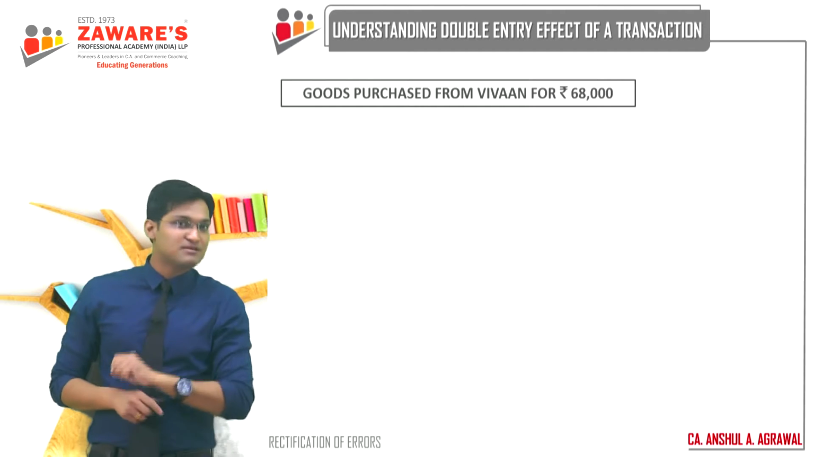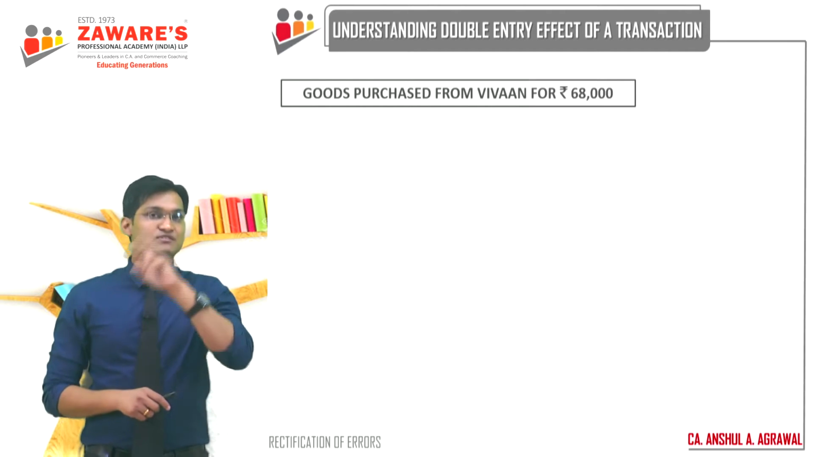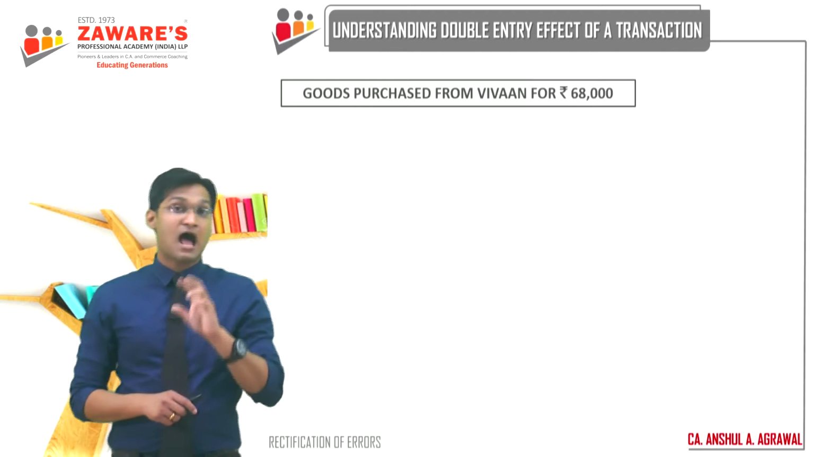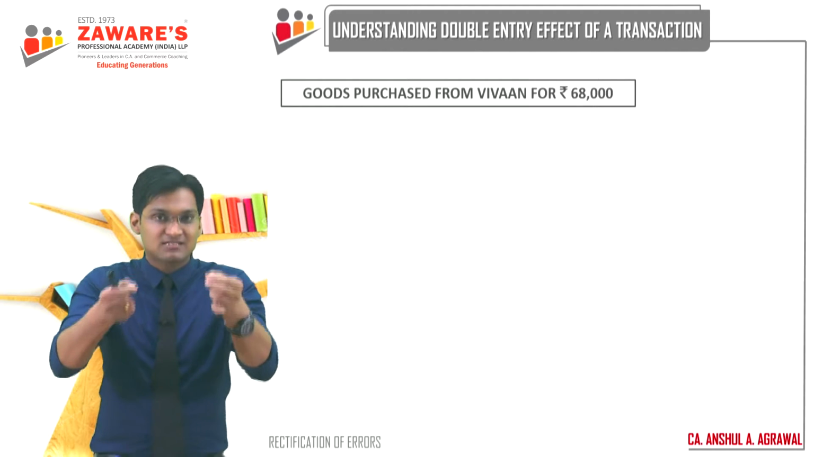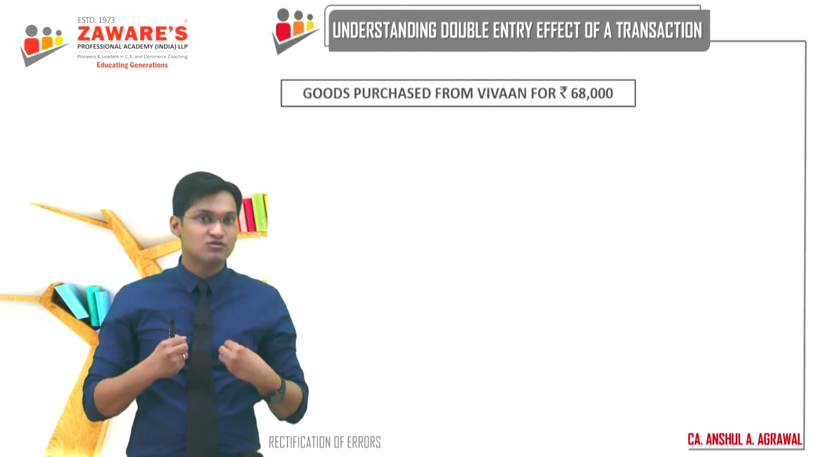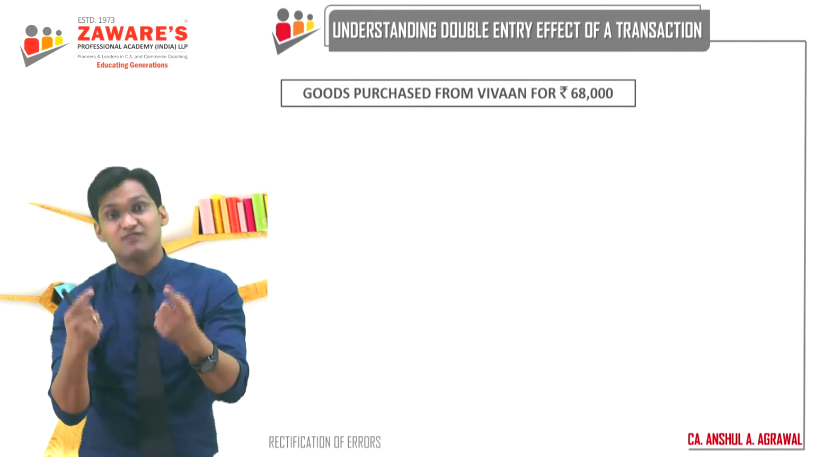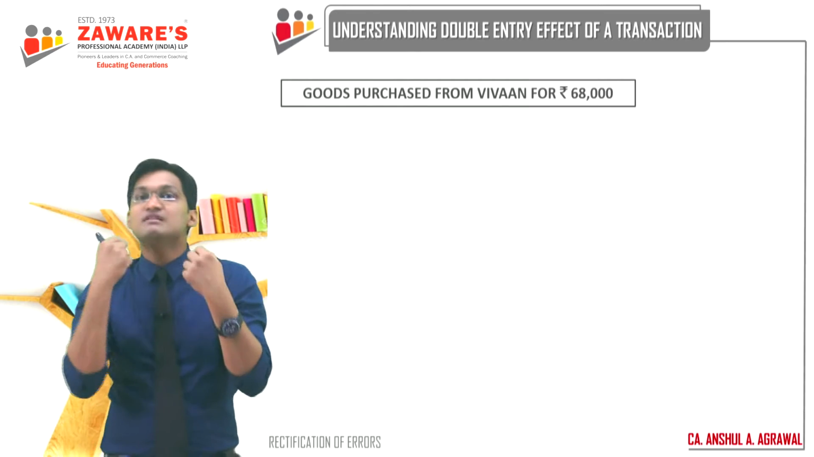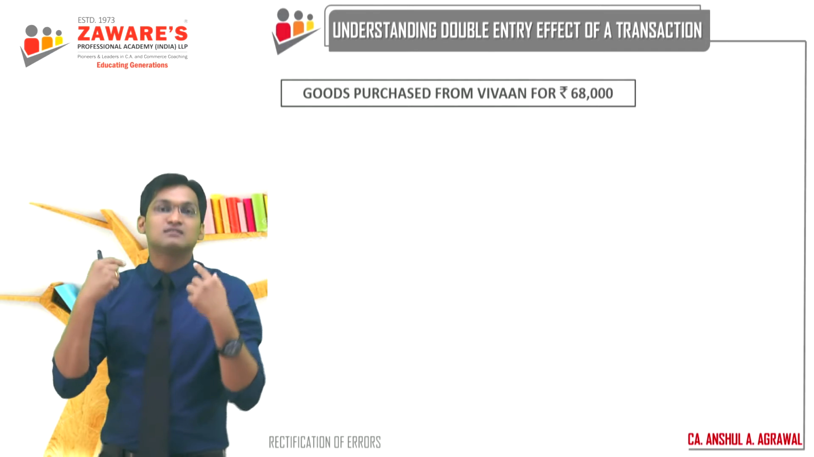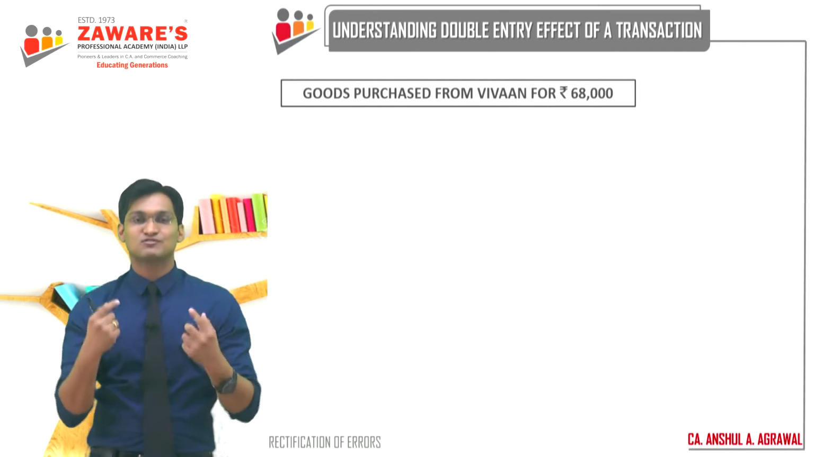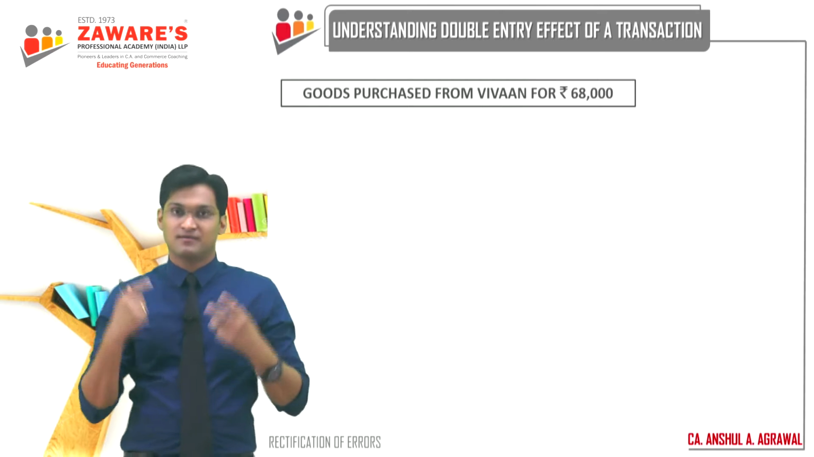So if it's a credit purchase transaction, and if I observe my financial position after this transaction, my assets will increase because I'm purchasing goods. It increases my stock. And since I haven't paid for it, a liability arises. There's a creditor who will now be standing in my books of accounts with the name Vivan.